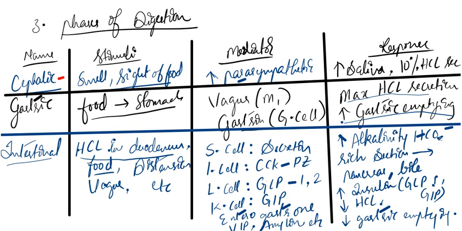They make the food alkaline rich by increasing the bicarbonate (HCO3) content, which is secreted from the pancreatic secretion as well as the bile secreted from the liver. So pancreatic secretion and bile secretion increase the alkalinity of the food. Also insulin is increased due to GLP-1 and GIP, and HCl secretion is decreased and gastric emptying is also decreased. So these are the phases of digestion. Please remember this.